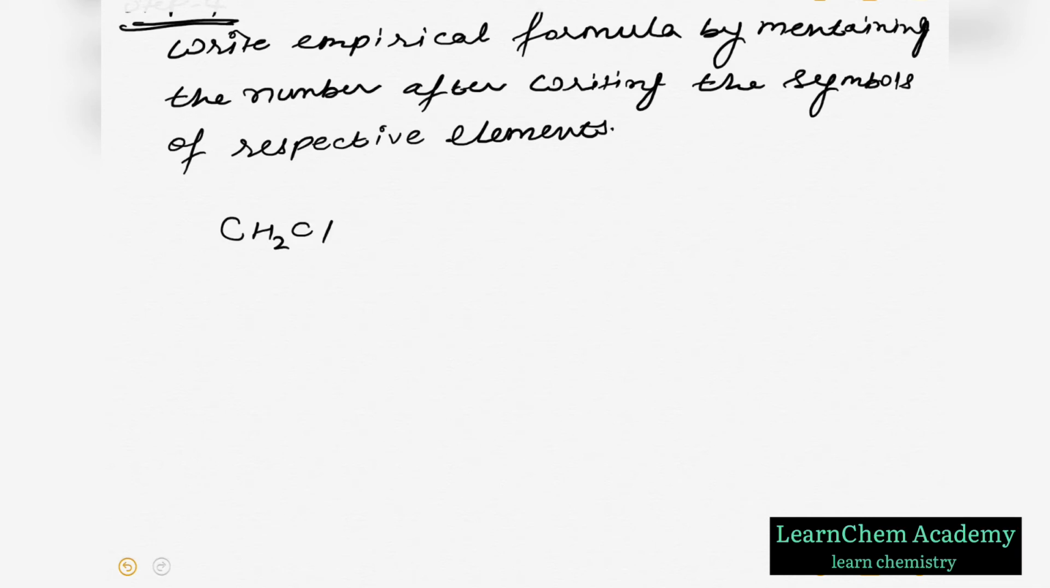So we can write CH2Cl, meaning we have C1, H2 and Cl1, so we can write it as CH2Cl. This is the empirical formula of the given compound.